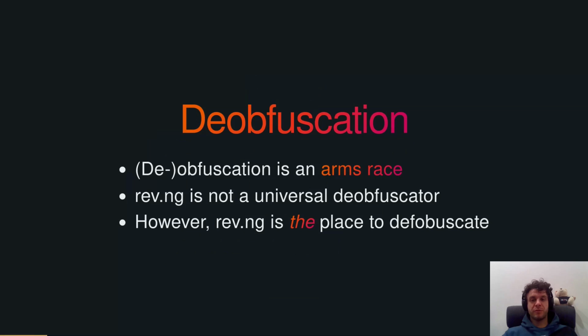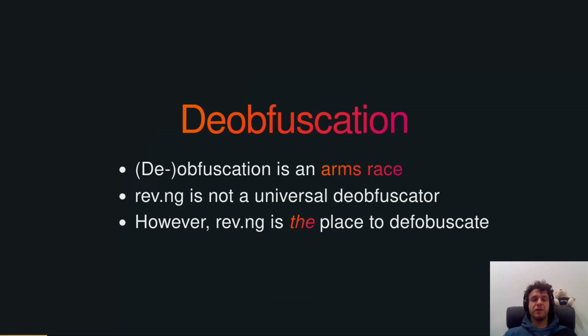There's a very broad spectrum of different techniques and countermeasures that are always improving and always moving. So clearly, revenge is not a universal deobfuscator. It doesn't aim to be. In fact, I think that the very concept of a universal deobfuscator doesn't make any sense because of the very fact that obfuscation and deobfuscation is just a moving target.